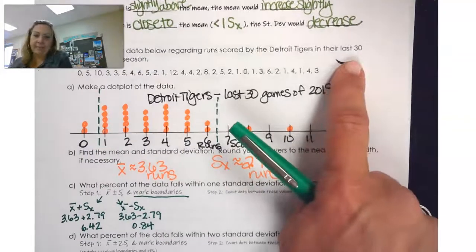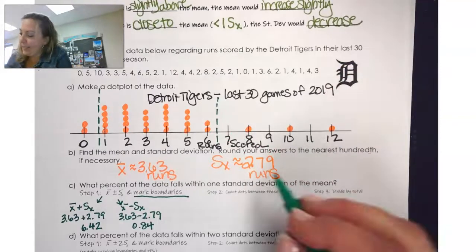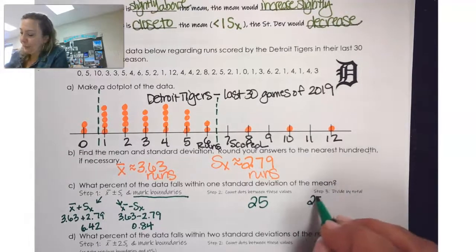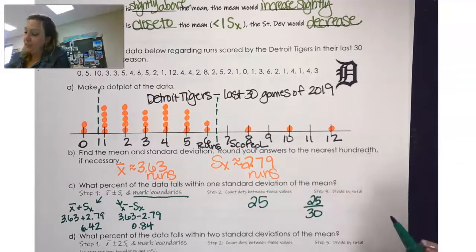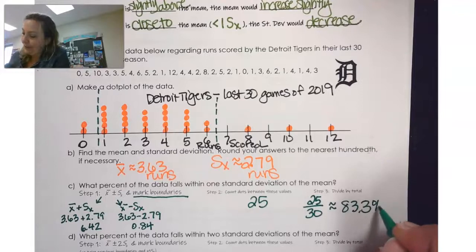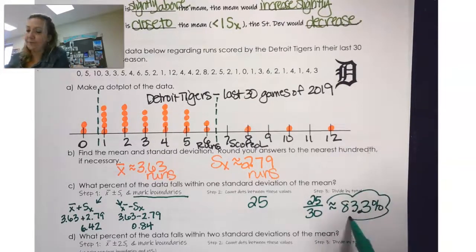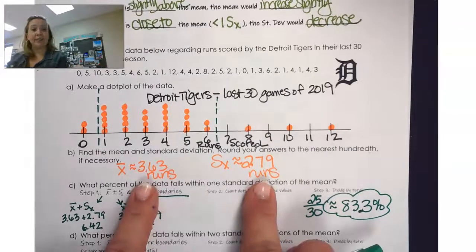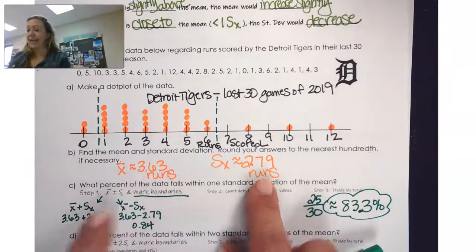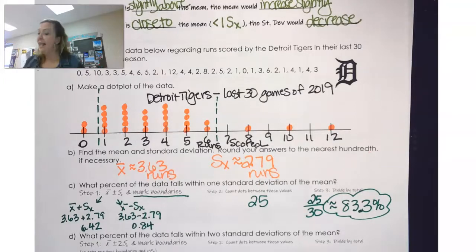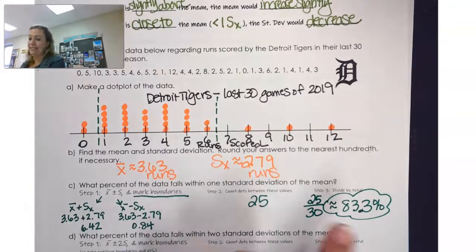So if there were 30 games and 5 are not in the values, then that means that 25 are actually between those values. And then I'm going to divide by the total. I had 30 dots total, so I can have 25 divided by 30, and that's going to give me about 83.3%. So those are the steps that you do. Basically, you just use the mean and the standard deviation to find the boundaries that are within 1 standard deviation above and below the mean, and then we just count how many are between and divide by the total.